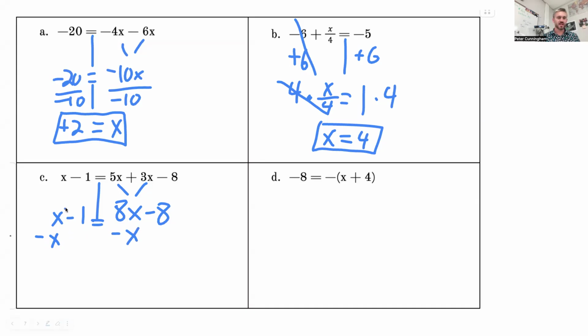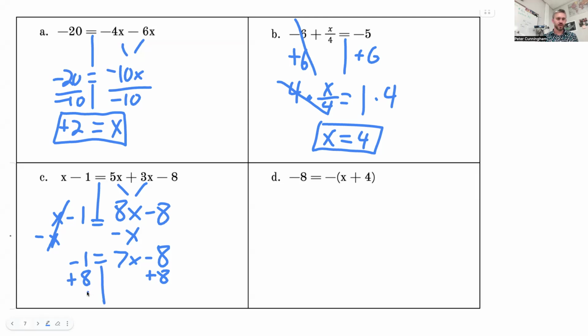So x minus x, now I no longer have x's on the left side. I want to get variables on one side, numbers on the other. So I want the variables on the right-hand side just because I want to avoid negatives. Usually I like them on the left, to be honest. But now I have negative 1 equals 7x minus 8. And now this is as simple as drawing my line again.